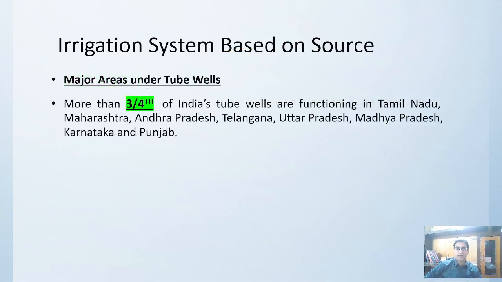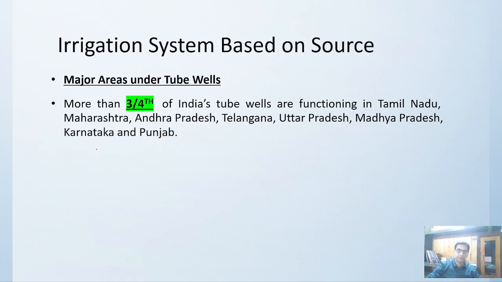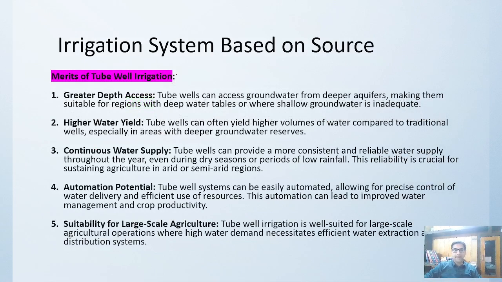Now, around three-fourth area of India is functioning under tube wells, and majorly the tube well systems are utilized in Tamil Nadu, Maharashtra, Andhra Pradesh, Telangana, Uttar Pradesh, Madhya Pradesh, Karnataka, and Punjab. These areas are extensively using tube wells. Now, merits.